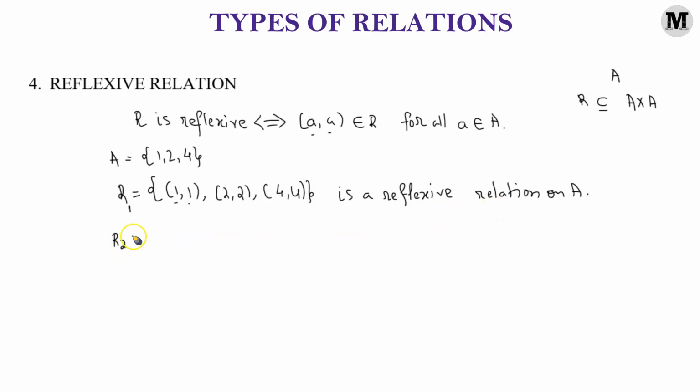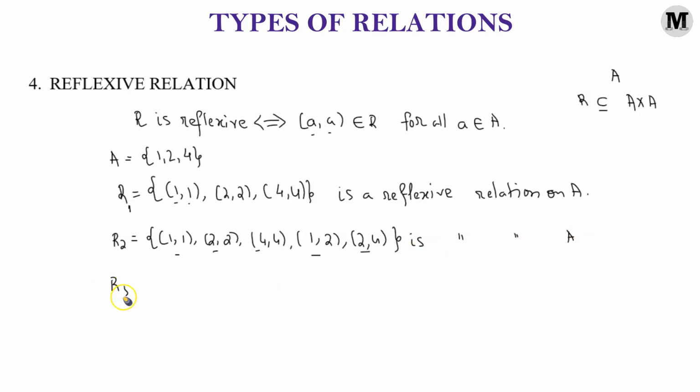We can consider R2 to be containing the ordered pairs 1, 1, 2, 2, 4, 4, and then we have, let's say, 1, 2, and we can have 2, 4. So the existence of these two ordered pairs is not a problem. Since we have these three ordered pairs, we can say R2 is going to be a reflexive relation on A.